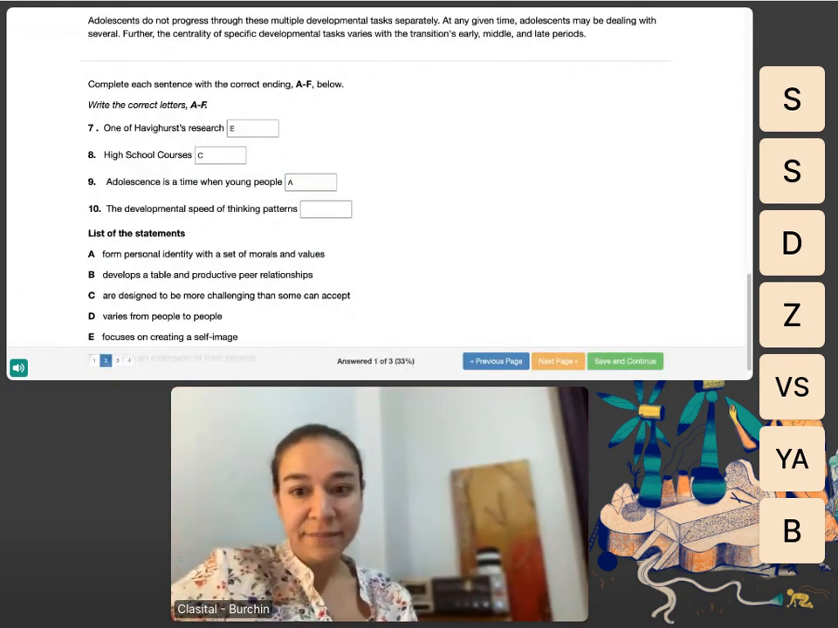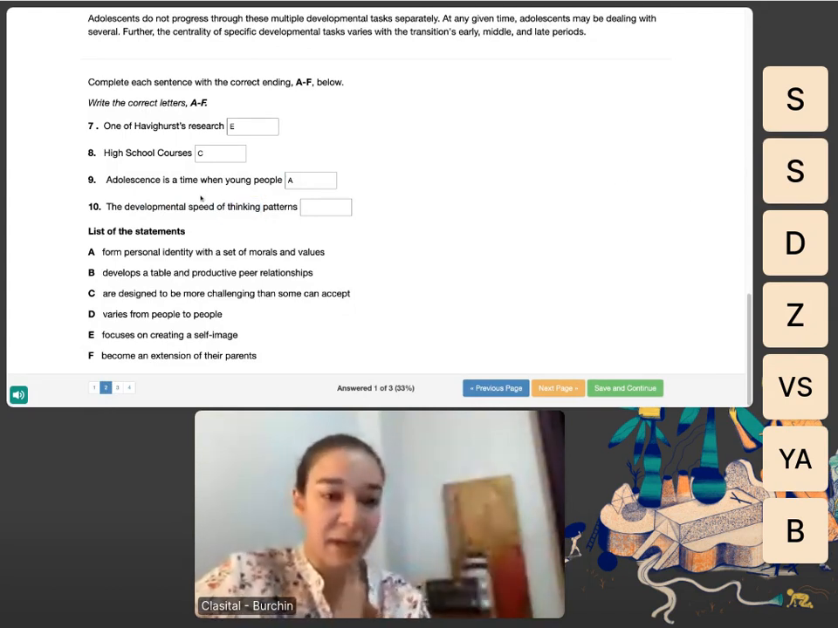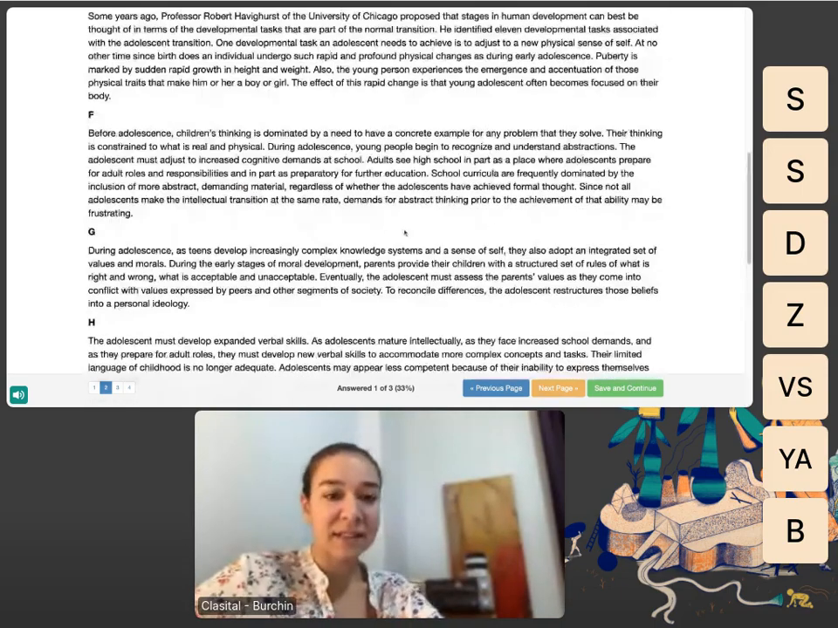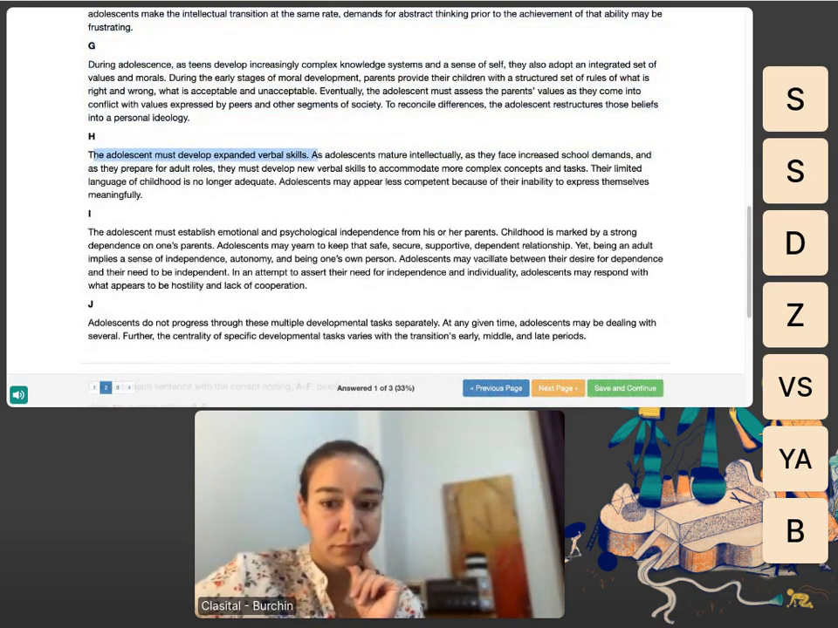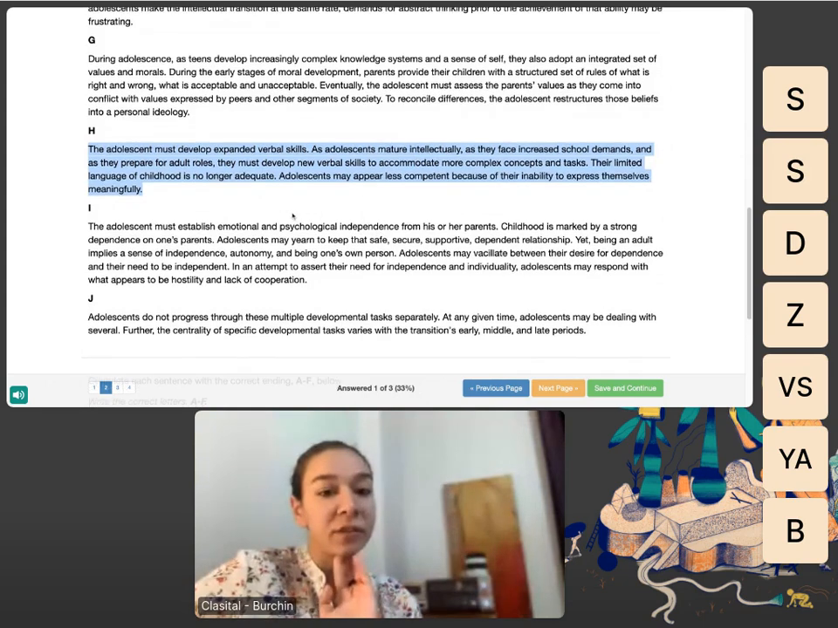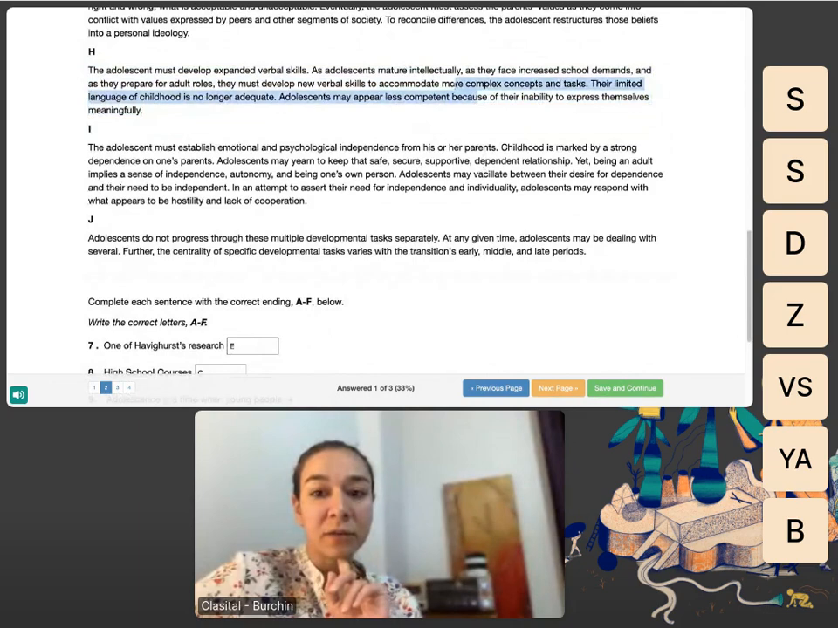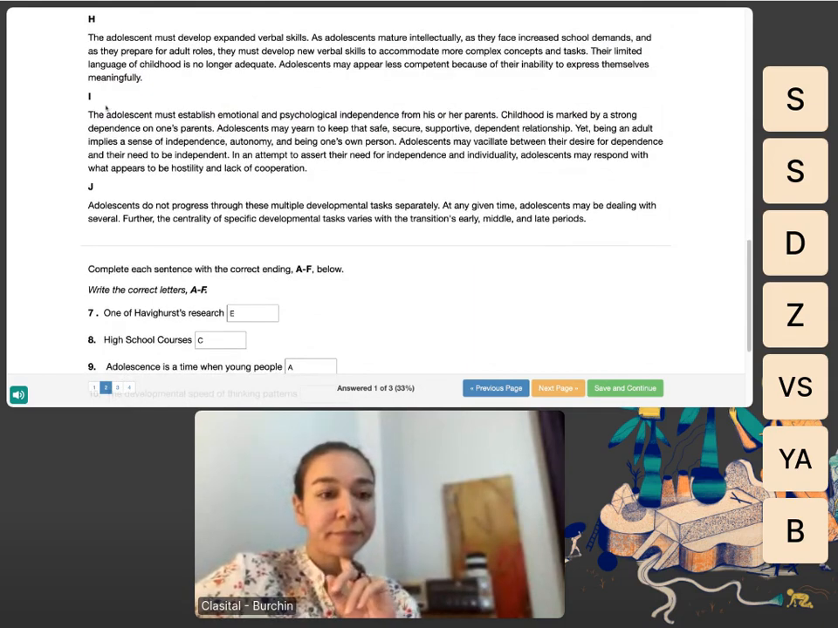Ready? Yes, in here it is. The developmental speed of thinking patterns. Let's see, where were we? Here. The adolescents must develop expanded verbal skills. As adolescents mature intellectually, as they face increased school demands, and as they prepare for adult roles, they must develop new verbal skills to accommodate the more complex contexts and tasks. Their limited language of childhood is no longer adequate. Adolescents may appear less competent because of their ability to express themselves meaningfully. The adolescent must establish emotional and psychological independence from his or her parents.